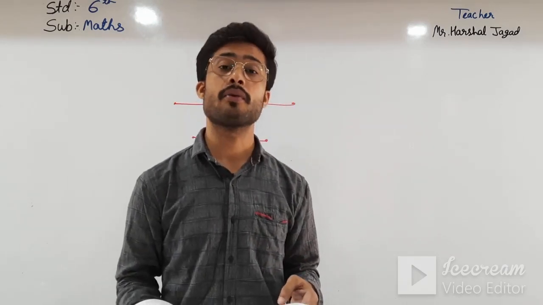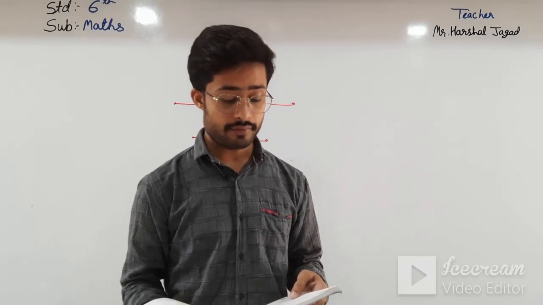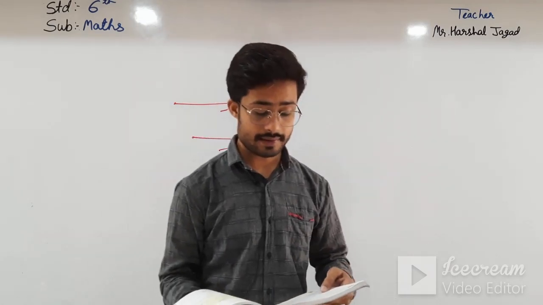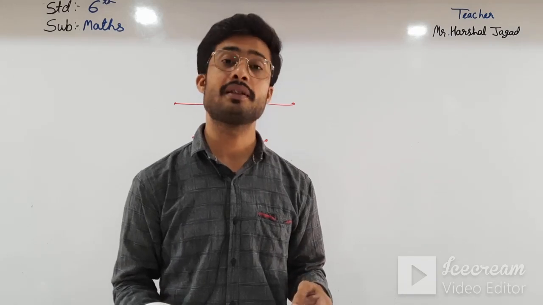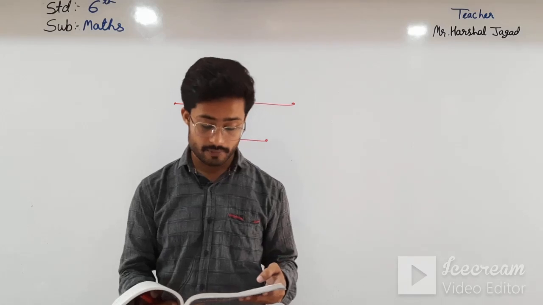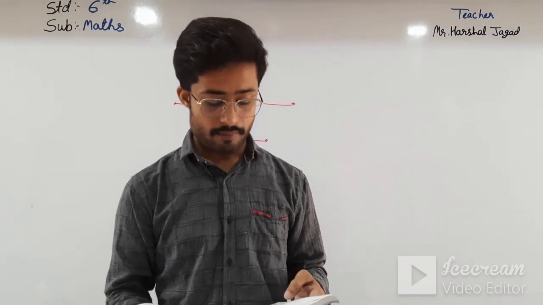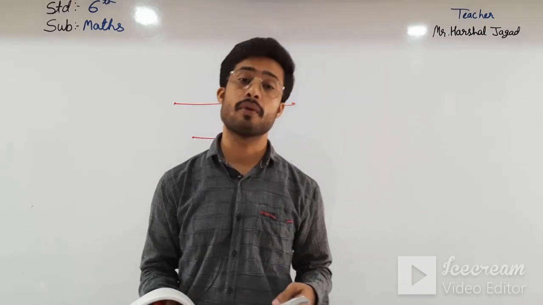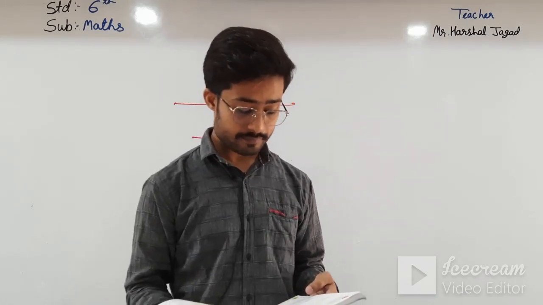Okay students, you have to learn all the definitions of chapter number 11. See here, the first is: if three or more points are on the same line, we say that these points are collinear points. It means all three points are in the same line, then we can say they are collinear points. And if all points are not in the same line, then the points are non-collinear. If the points are in the same line, they are collinear, and if not, then non-collinear.